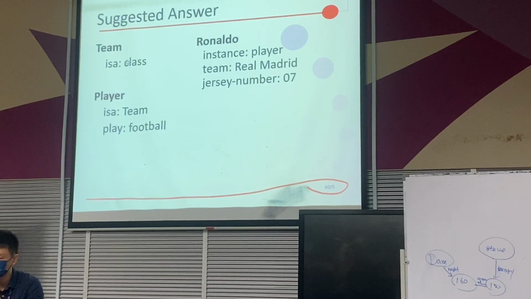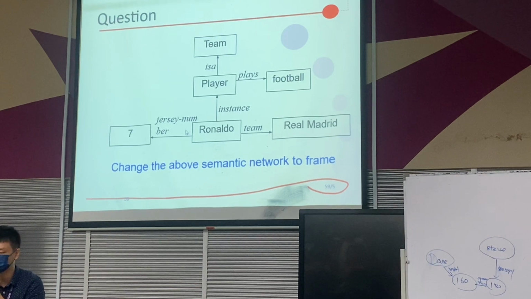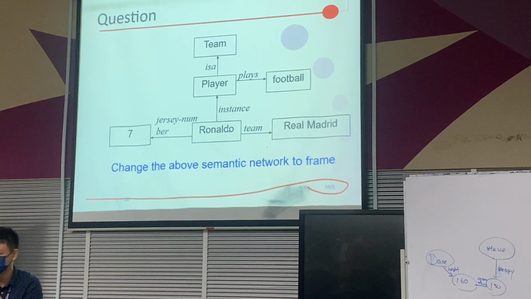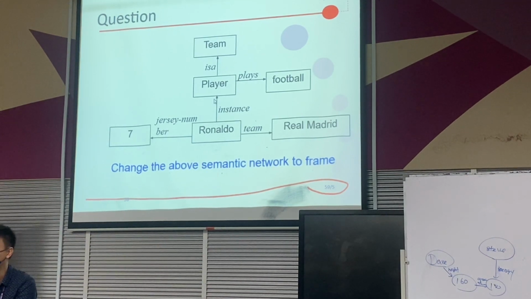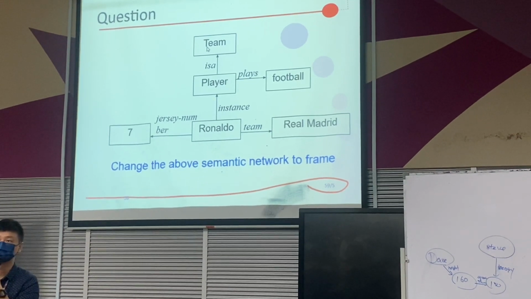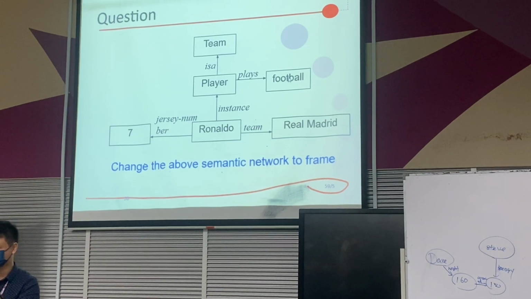After you create the 3 frames, you can put what is team? Team is actually a superclass. What is player? Player is a subclass of team. What are the properties of a player? Football. And then what are the properties of Ronaldo? It's team Real Madrid, but I think this is an old slide. Ronaldo is no longer in Real Madrid. Where is he now? Don't know. Do you know where Ronaldo is? No idea. Saudi, I think. It's not in a European country. He went to Saudi, to one of the football clubs.